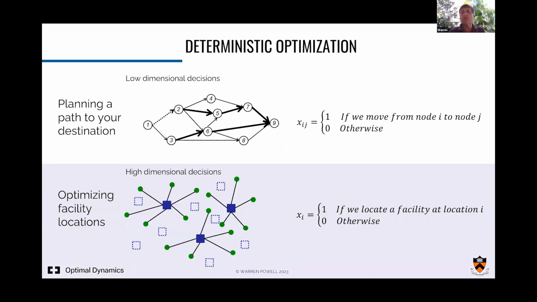Now, we're all familiar with deterministic optimization. We have low-dimensional decisions like what's the best path: if I'm at node 2, where do I go next? Or maybe I need to optimize all my facilities around the world. That's a very high-dimensional decision that I have to optimize. And the math programming community has really mastered these problem classes. I've gotten to the point where I don't even think about these problems. Even if they're integer, I just say, oh, it's integer, so what? Make it an integer variable and solve it.